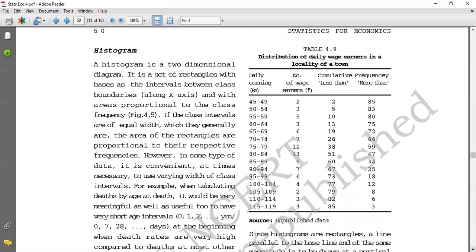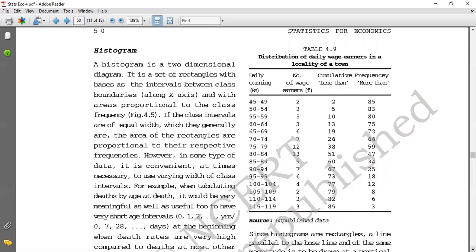Next is the histogram. We will discuss the histogram. A histogram is a graph of a frequency distribution in which the class intervals are plotted on the x-axis and their respective frequencies on the y-axis. It is a two-dimensional diagram. The histogram is a very popular method of presenting continuous series and class interval frequency distributions. A histogram is never drawn for discrete variables.